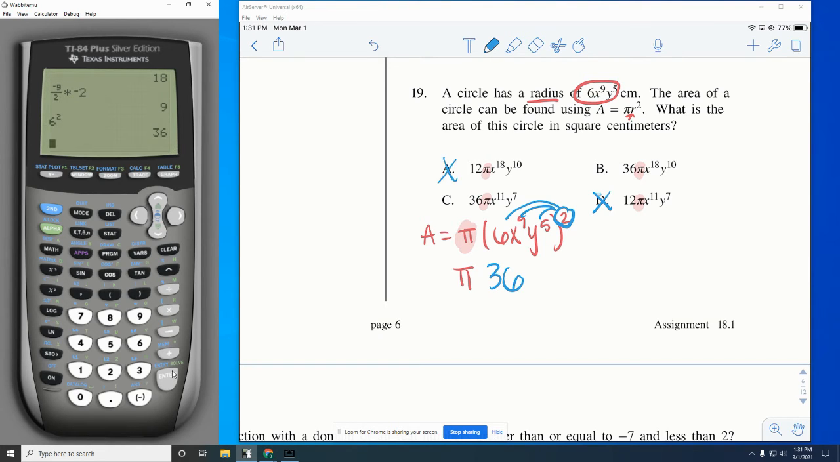I can immediately mark off A and D because they don't have that 36 there. Then when I look at C and B, the only difference is those exponents. So if I look, x's and y's are different, I really only have to solve one of them.